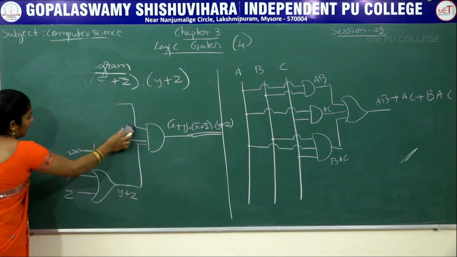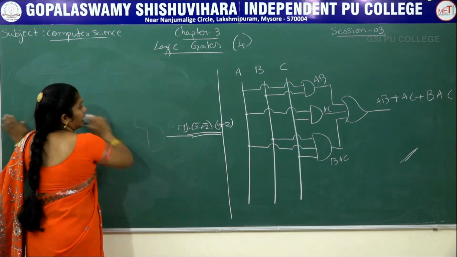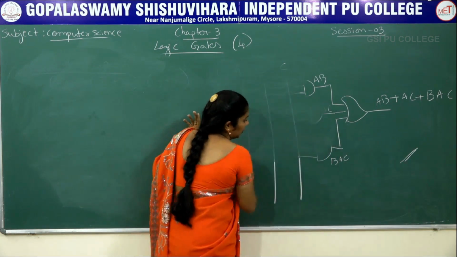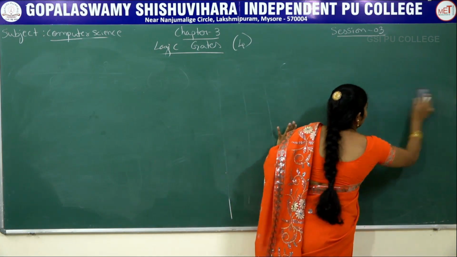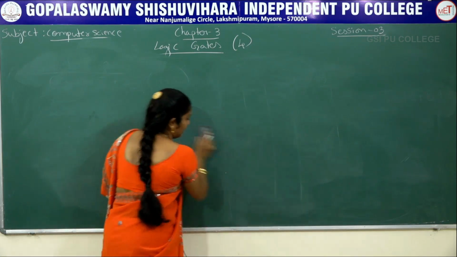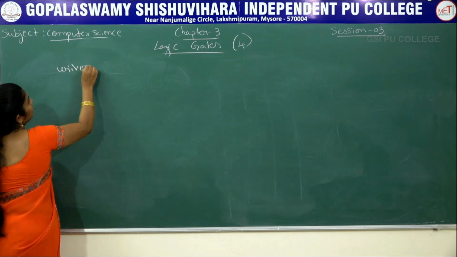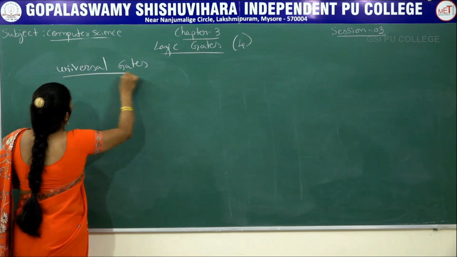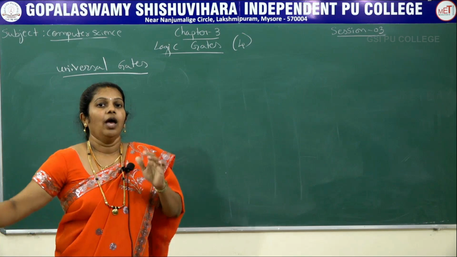Next I am going to explain what we mean by universal gate, why it is called a universal gate, then how to write and how to prove it is a universal gate. Regarding that I am going to explain. Before starting that, first you have to know what we mean by universal gate. Universal gates. Why is it called a universal gate? That you have to study.